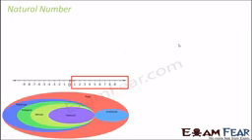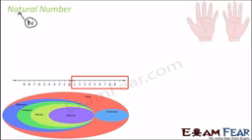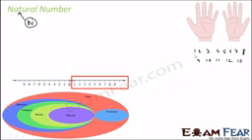So let's talk about natural numbers. Natural number is denoted by N, N for natural number. And they can be counted on fingers. It is 1, 2, 3, 4, 5, 6, 7, 8, 9, 10, 11, 12. These kinds of numbers are called natural numbers, starting from 1 to infinity. You can actually count them on fingers.